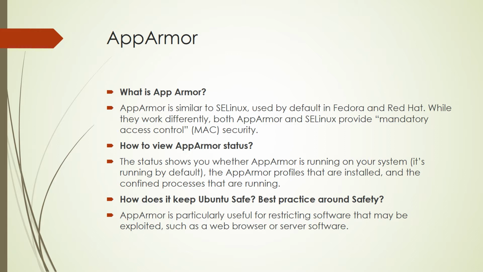AppArmor is really similar to SELinux, which is default in Fedora and Red Hat as well. While they work differently, both AppArmor and SELinux provide mandatory access control in security. In effect, AppArmor allows Ubuntu developers to restrict the actions processes can take.